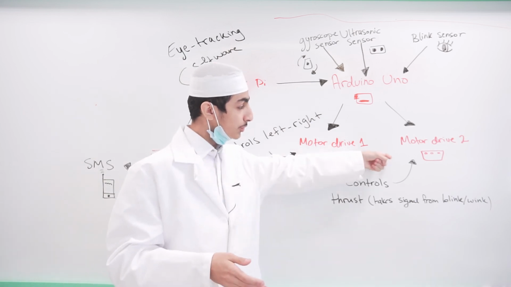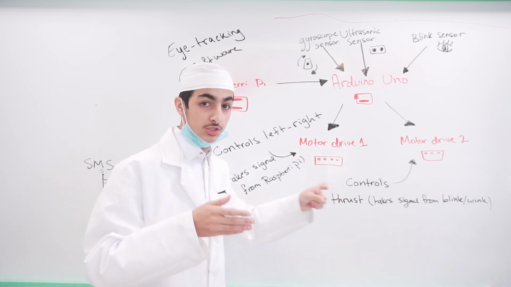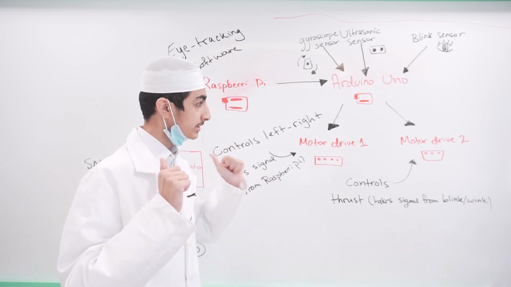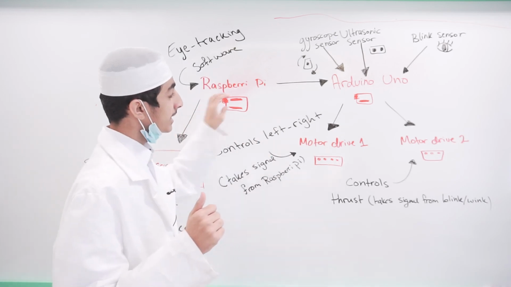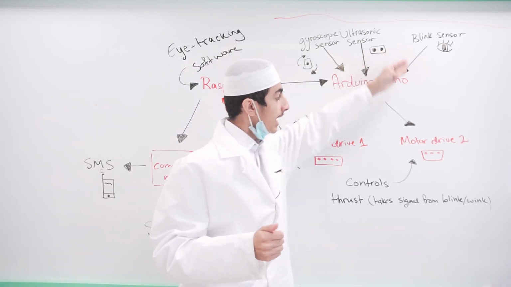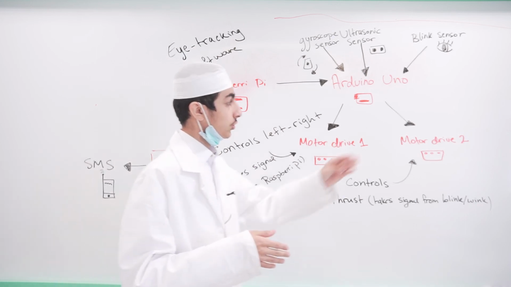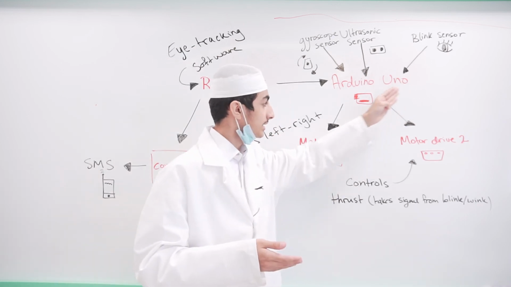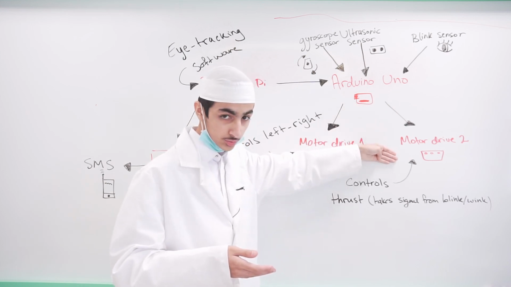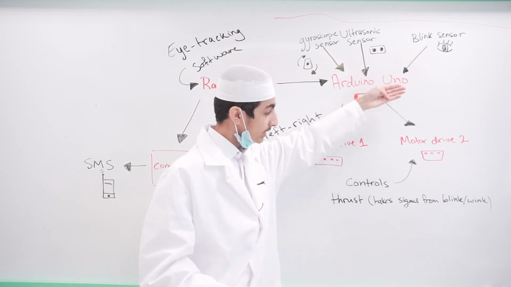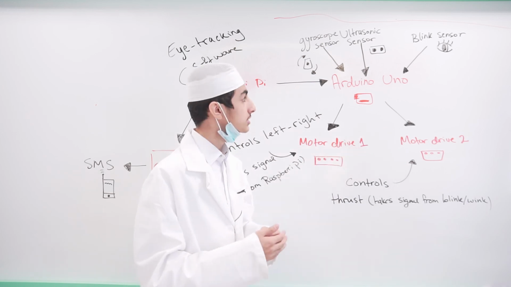But we also have another motor drive. This controls the thrust. This controls the forward and backward movement. This is not controlled by the Raspberry Pi, but actually from the blink sensor. And so the blink sensor can activate and deactivate the thrust. And so a blink or a wink would activate the motor drive, and the thrust would initiate. And another wink would then deactivate it, and the thrust would stop.